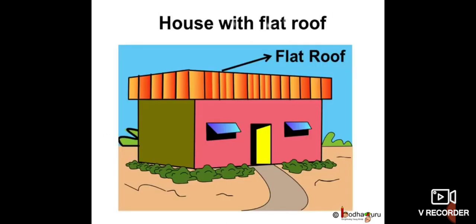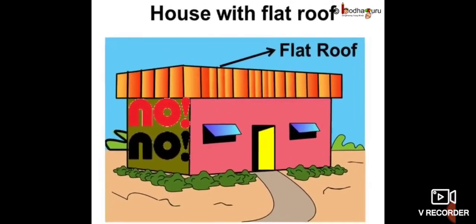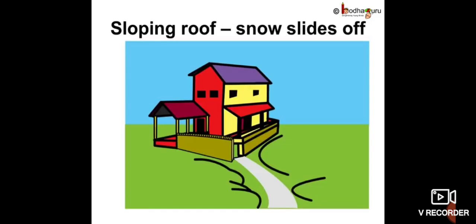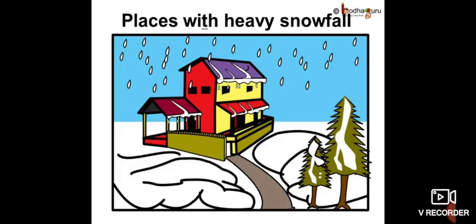But do you know, houses are made according to the climatic conditions of a particular place. Can we have houses with flat roofs in the places of heavy snowfall? No. The snow gets collected on the rooftop. It will be very difficult to remove the snow. Hence, the houses have sloping or slanting roofs so that the snow can slide off easily.